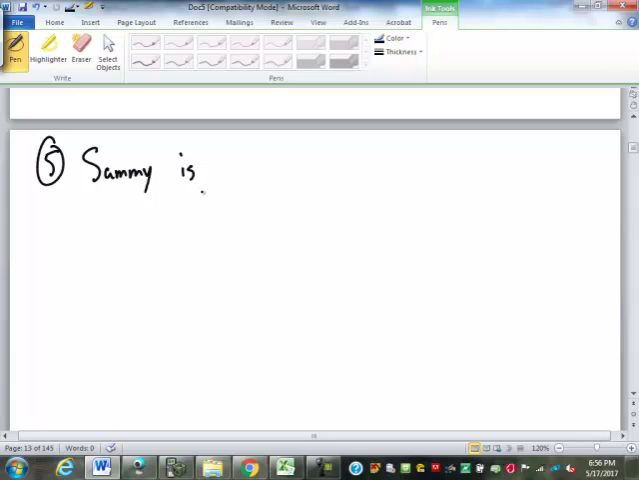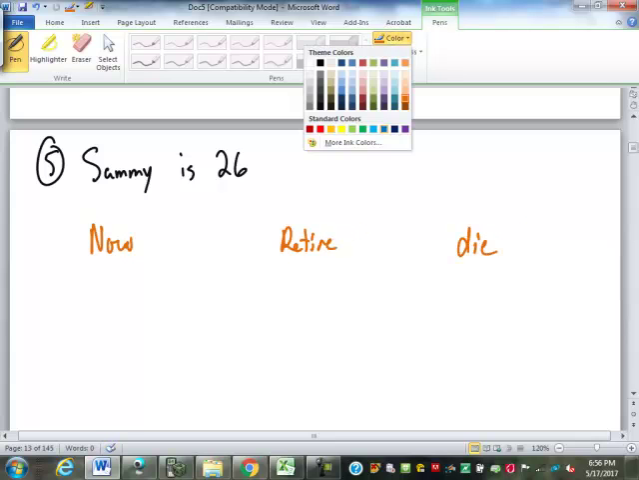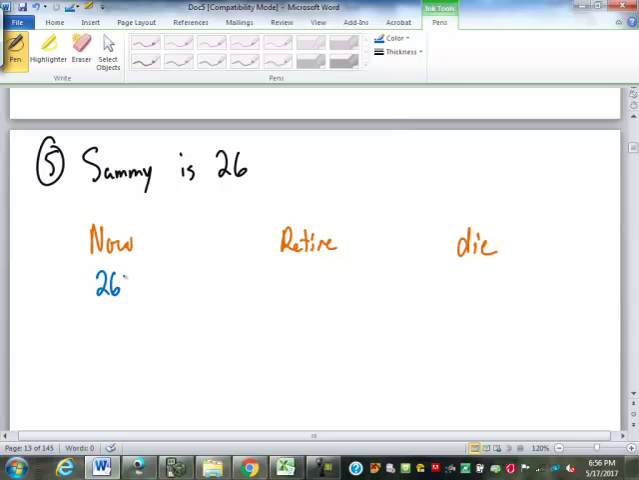We are going to change the age. Sammy is 26. And we're just going to put this in here. Retire and die. Sammy is now 26. Wants to retire. Let's say Sammy wants to retire at 66. Yes, I am purposely making my numbers easy in my examples for me. And plans to live until 91.